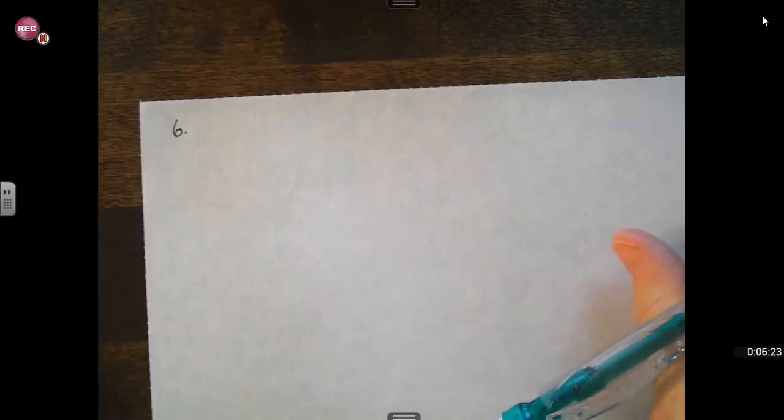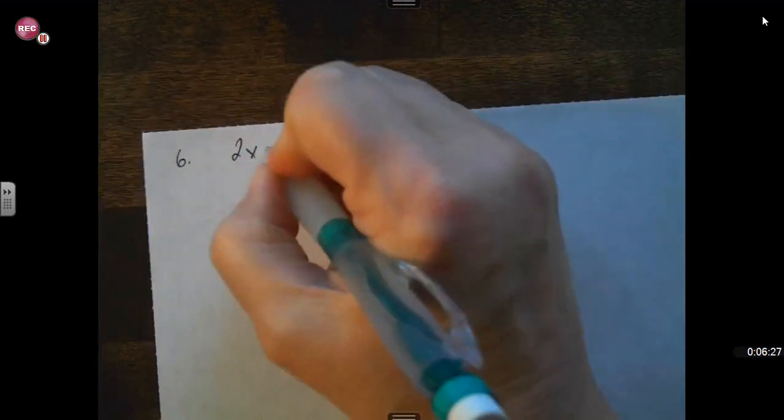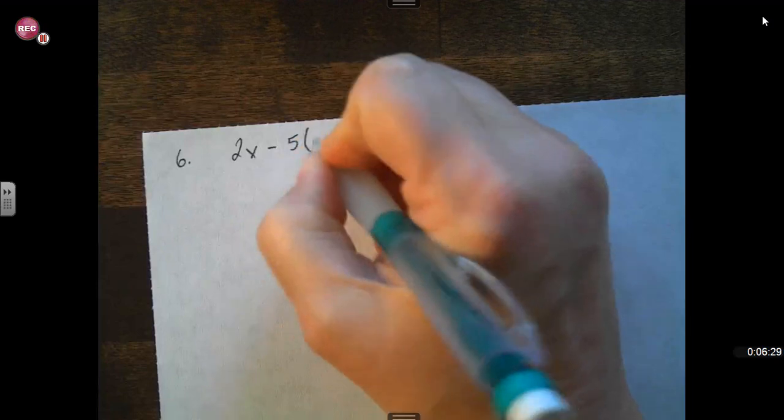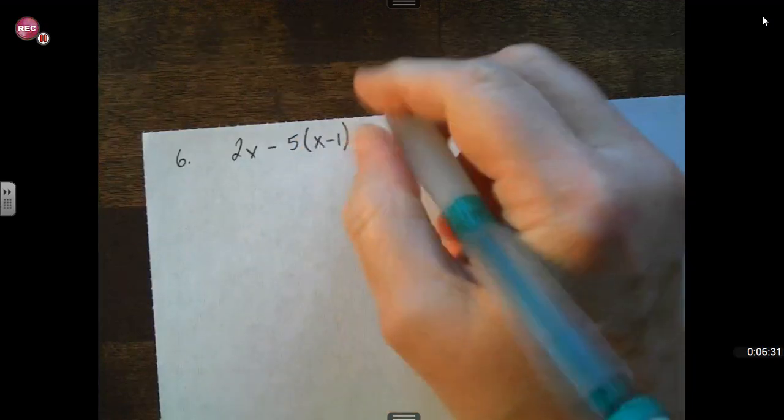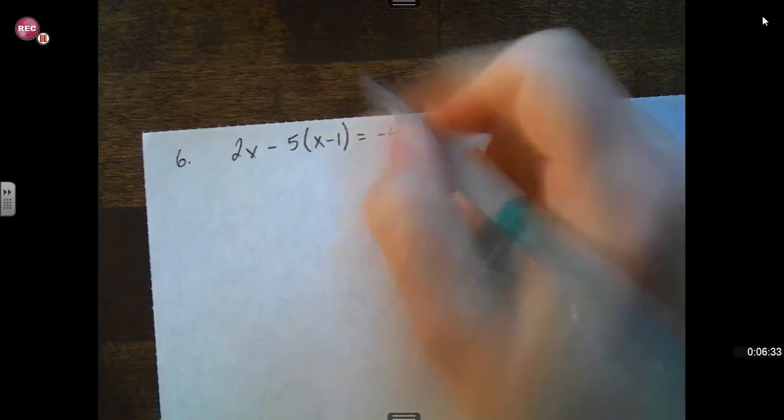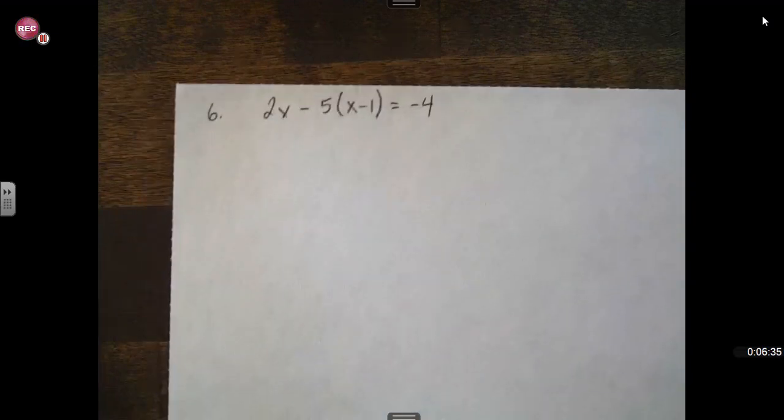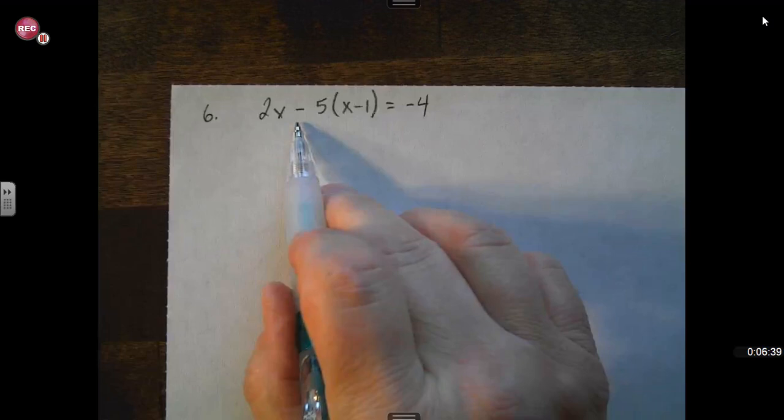Number 6 has us, what is the value of x in the equation? 2x minus 5 times the quantity x minus 1 equals -4. And what they are testing us on here is whether or not we can distribute that negative correctly.